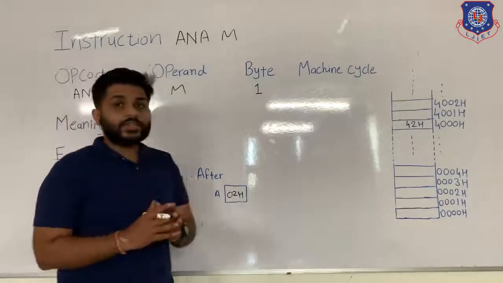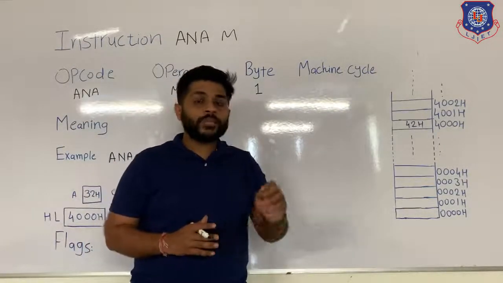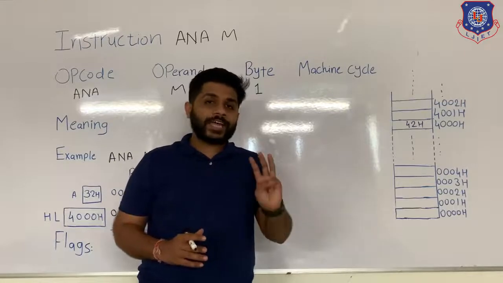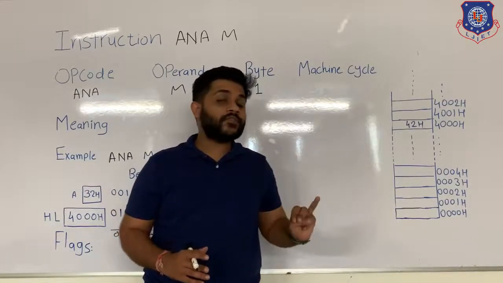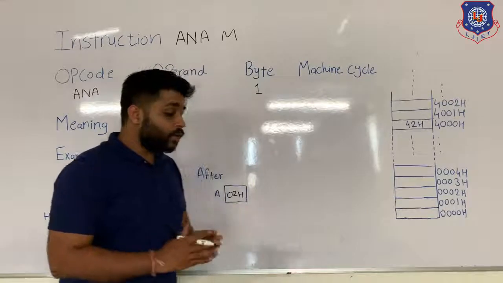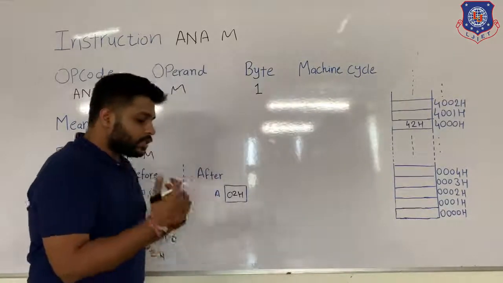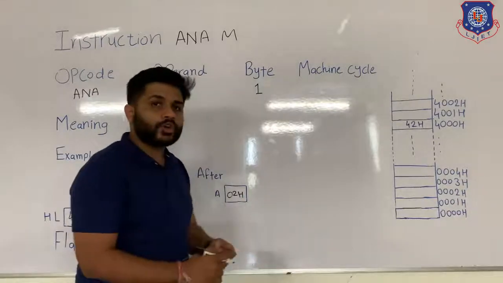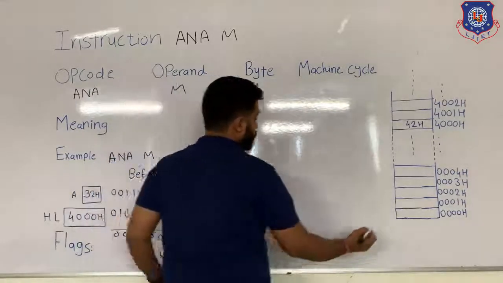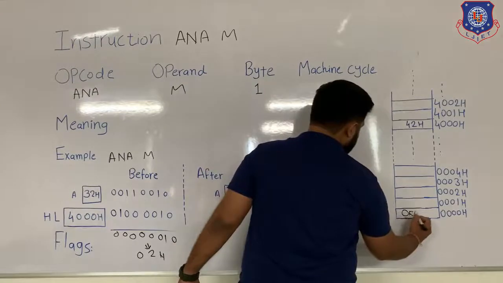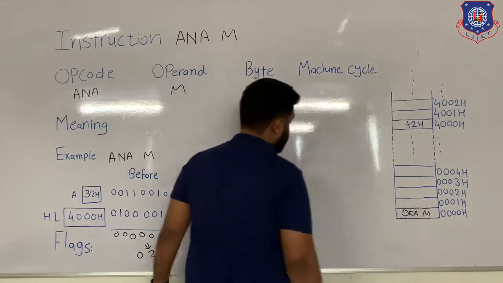As this instruction is a logical instruction, only 3 flags will be affected according to the result, that is the sign flag, the zero flag and the parity flag. Now we are going to see the machine cycle. If you give this instruction to the memory, it will occupy only one memory location. So in one location, this whole instruction will be stored, that is ORA N.